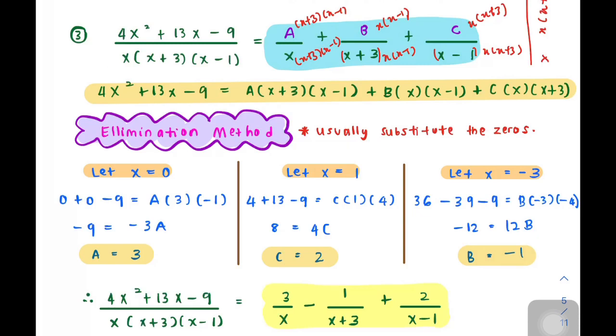So this is our aim, we wanted to find out the values of A, B, and C. Then we can write back the question here. This is equal to A over x, which is 3 over x, plus B over x plus 3, which is minus 1 over x plus 3, plus C over x minus 1. Our C is 2, so plus 2 over x minus 1. So this is the answer for the partial fraction decomposition.